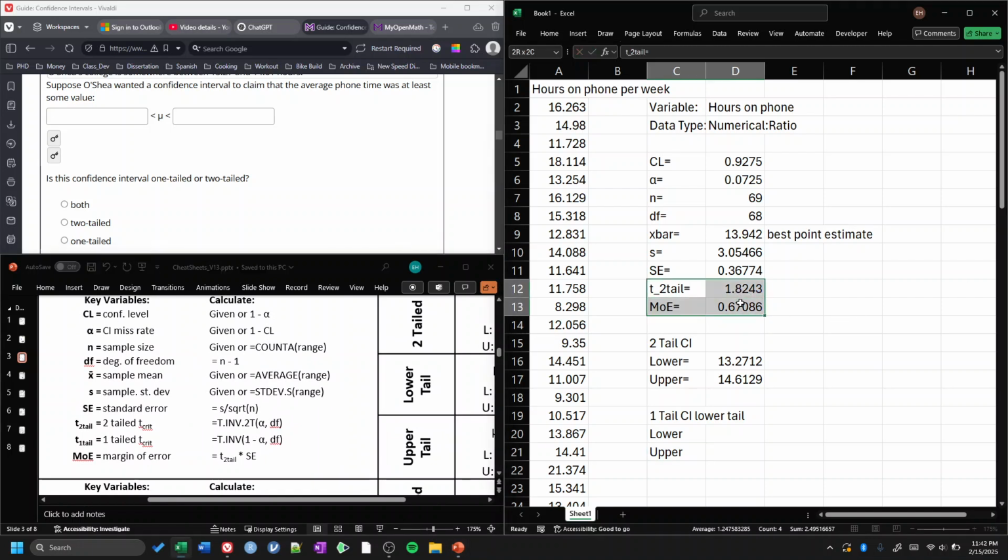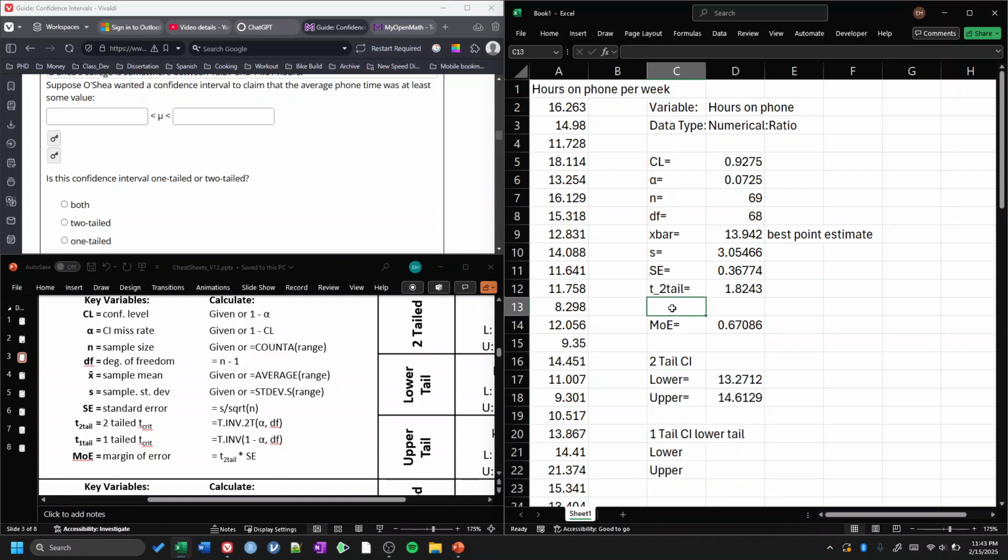So on this one, we're just going to move this margin of error value down just a little bit. I'll drop this guy down. And I'm going to do a t underscore one tail. We're just going to use this equation right here. So it's just T.INV of 1 minus alpha, degrees of freedom. Here we go. T.INV, the probability 1 minus our alpha, comma, degrees of freedom. Click on that alpha. And we have a t value right there.